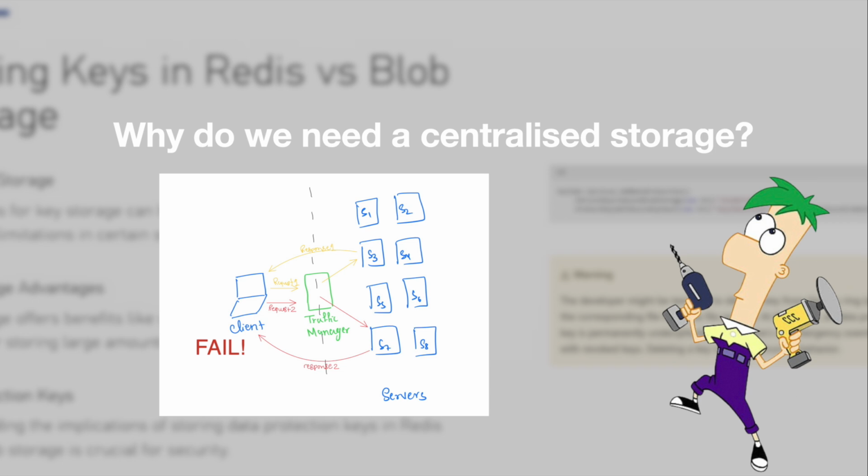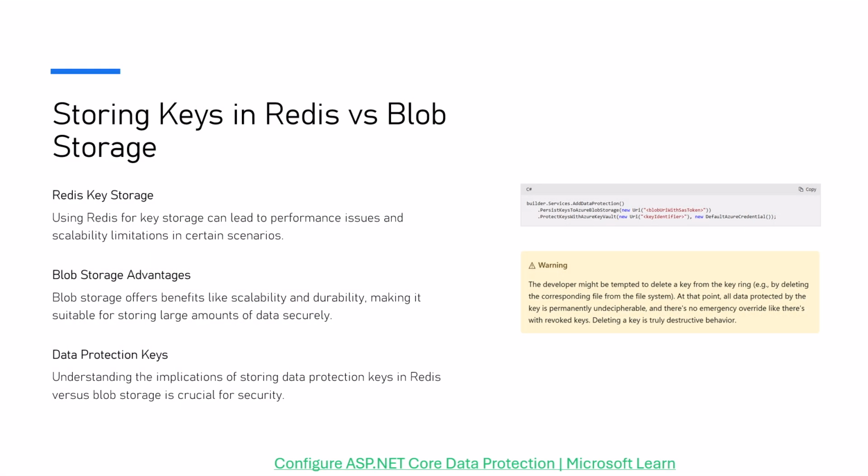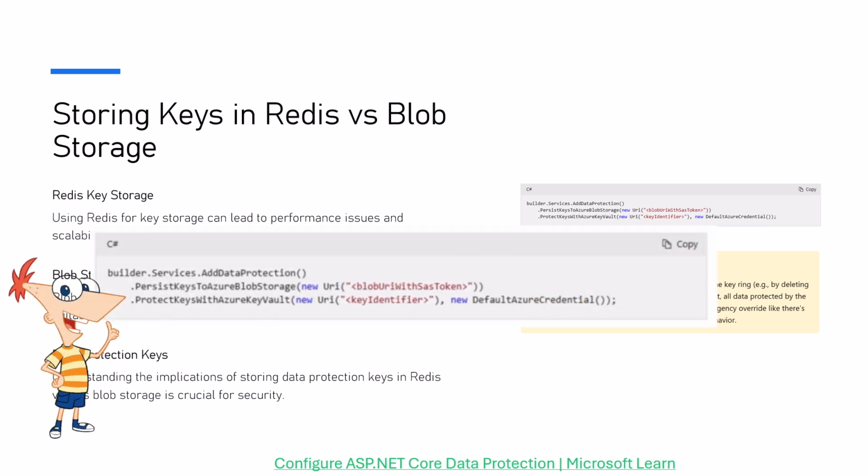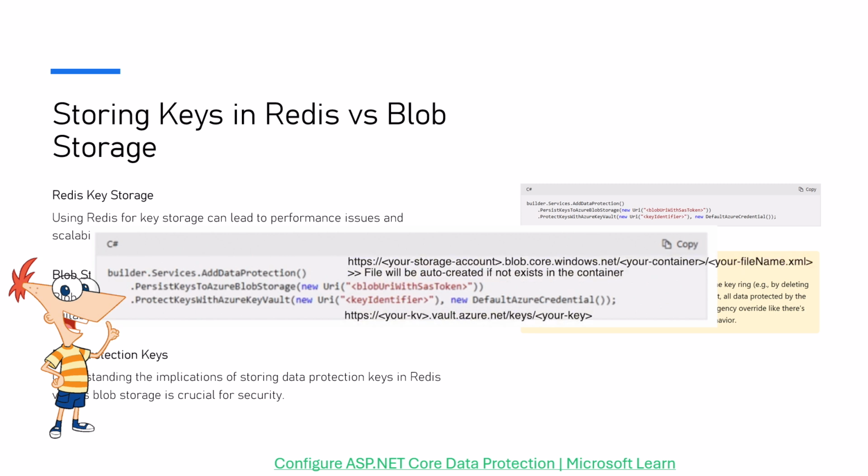So it's very essential that the set of servers share the same key at a given point of time. And code-wise, how do you do it is right there. So code-wise, it means that we add services.AddDataProtection followed by .PersistKeysToAzureBlobStorage, and then we have to pass the blob URI with SAS token. Let me know if you are not comfortable with using SAS tokens. We can use managed identities, and we can have that discussion in comments.